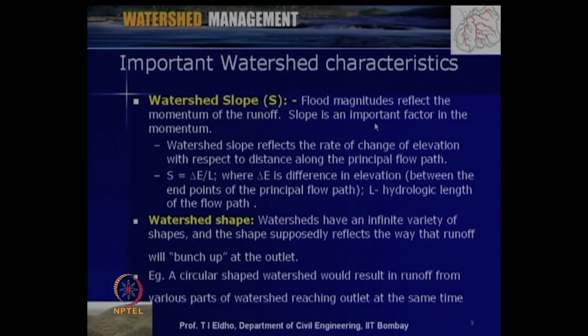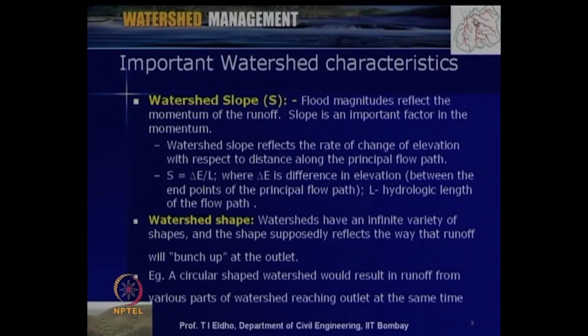According to the slope, there will be more momentum as far as the runoff is concerned, and watershed slope reflects the rate of change of elevation with respect to distance along the principal flow path. So, the slope S is equal to delta E by L, where delta E is the difference in elevation between the endpoints of the principal flow path, and L is the hydrologic length of the flow path.